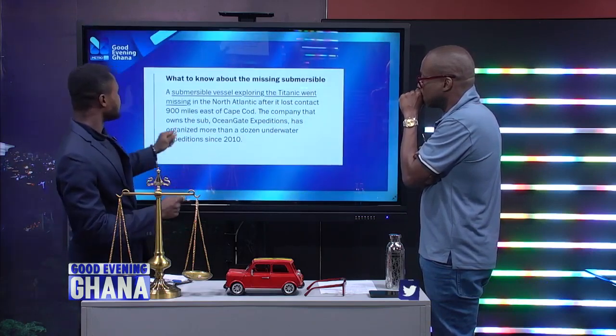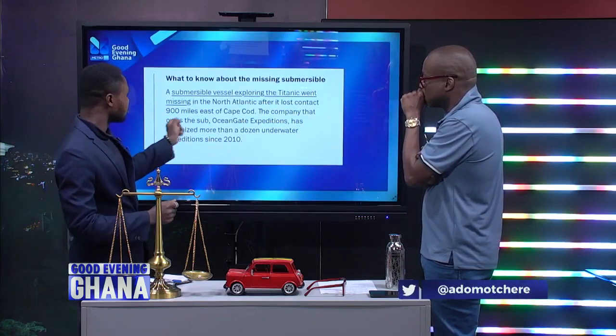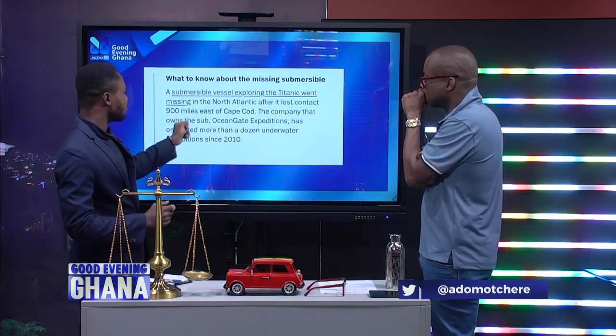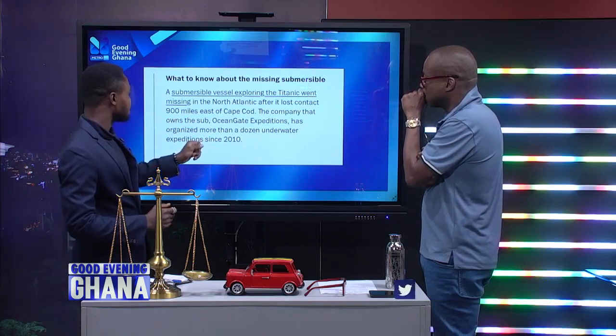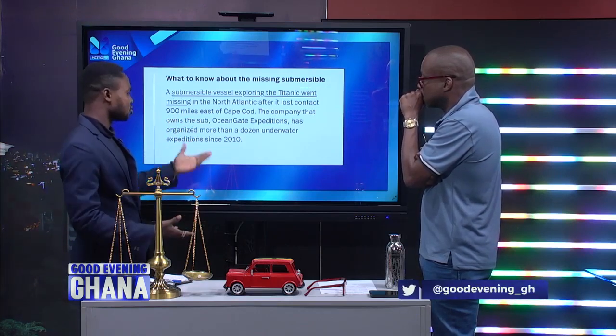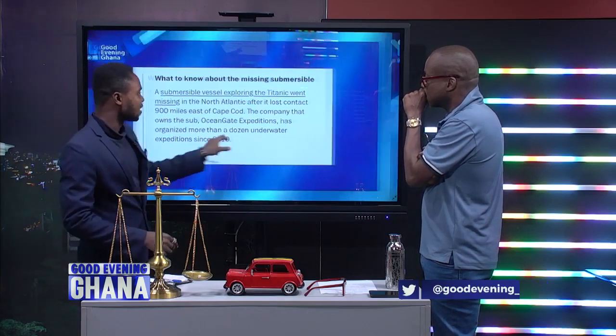So what to know? Basically, the submersible going to explore the Titanic went missing after it lost contact about 900 miles off the east of Cape Cod. Now, Oceangate has been organizing these trips routinely since 2010. It's not anything new. So it's interesting that this would happen.